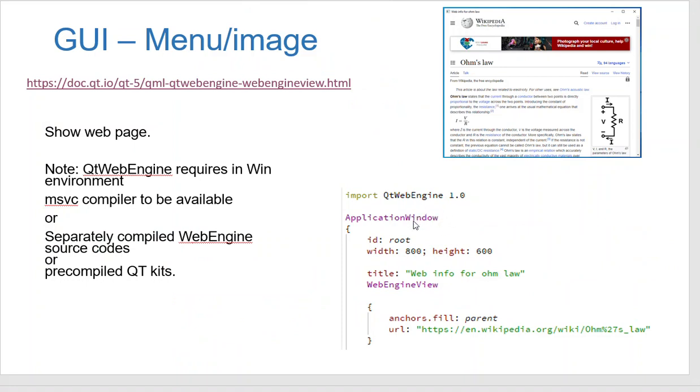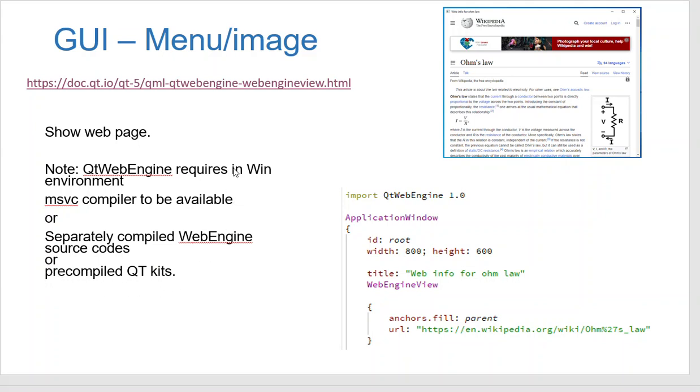So in here we are defining that web engine view, bringing that component here, and here we define the address where we would like the web page to be opened. But I have to give some note for that. The web engine, if you have a Windows PC, requires that you have the Microsoft Visual C compiler available. Otherwise that web engine library is not working, or it's not available. Or you could separately pick the source code and compile it to be available in your environment. Or you could use the pre-compiled Qt kits.